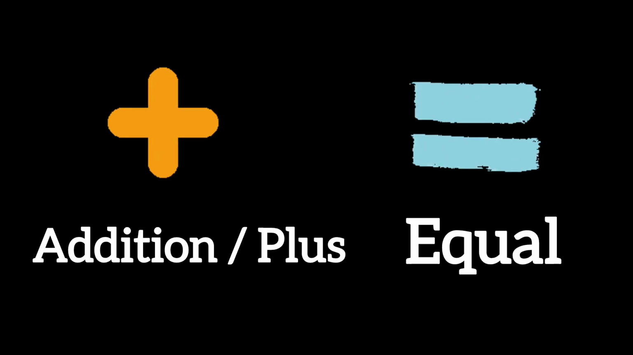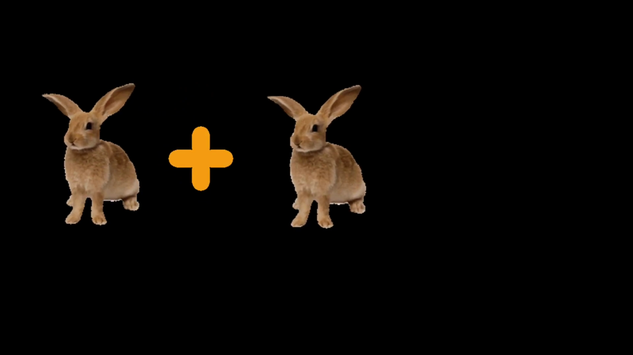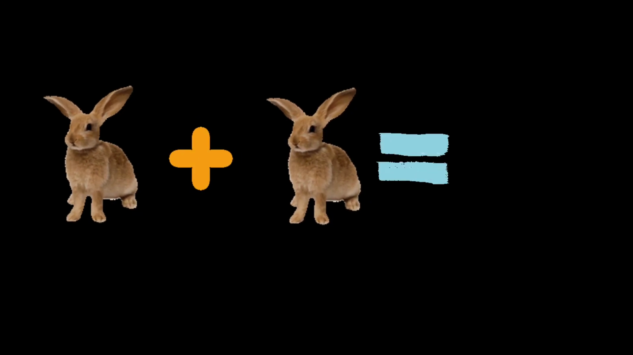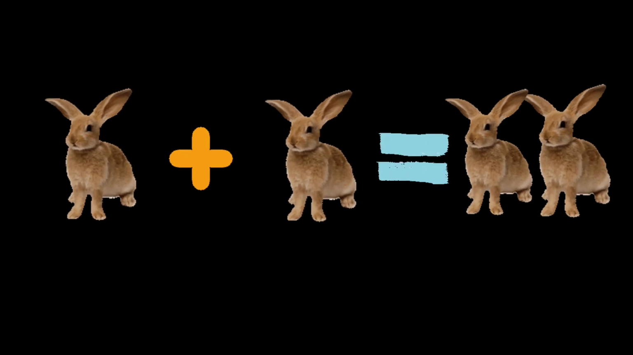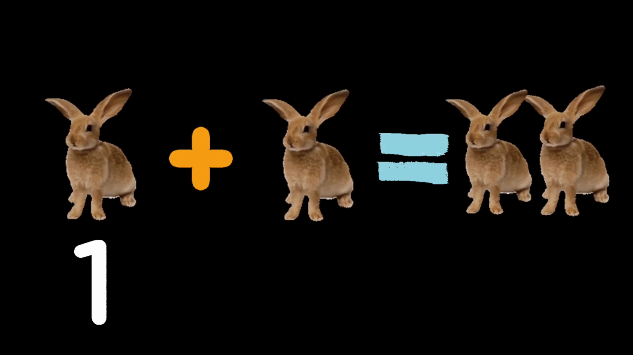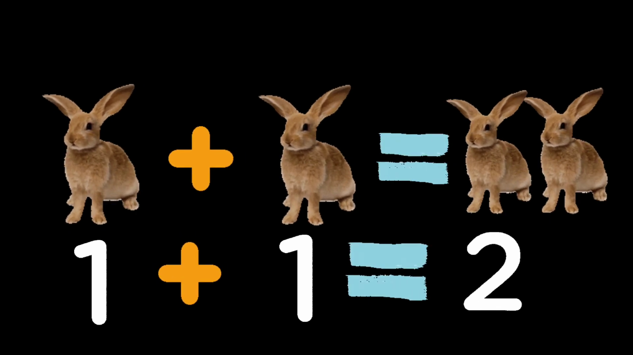Let's learn with some examples. This is one rabbit. Let's call another rabbit. Now, how many rabbits can you see here? Yes, 2 rabbits. So now, let's see this in numbers. 1 plus 1 equals 2.